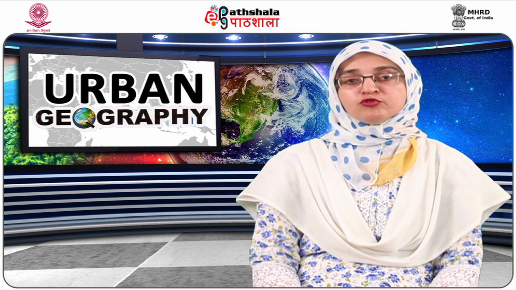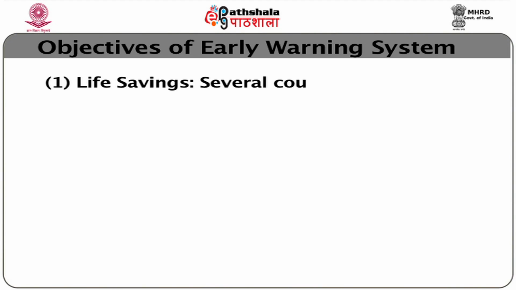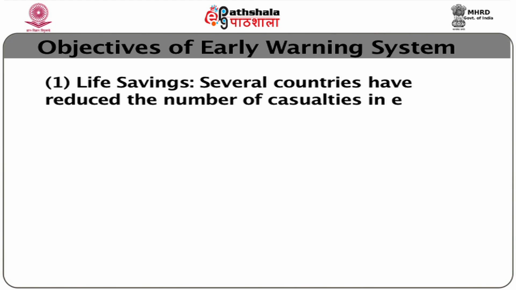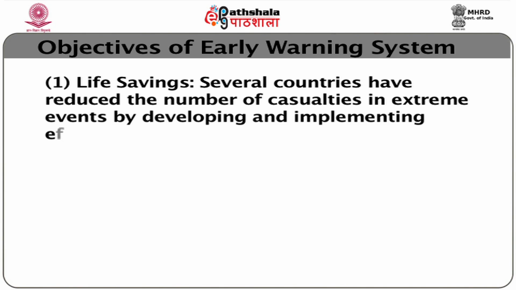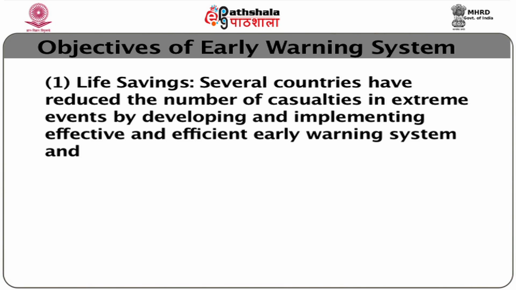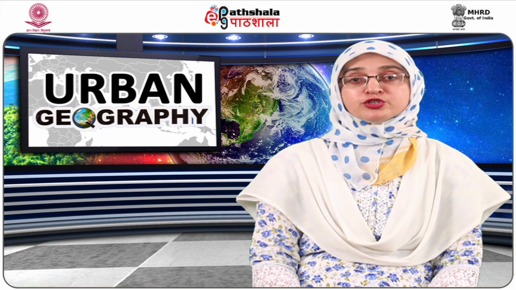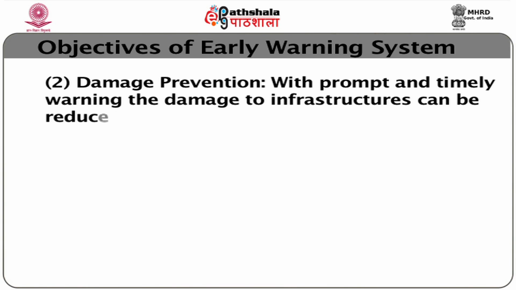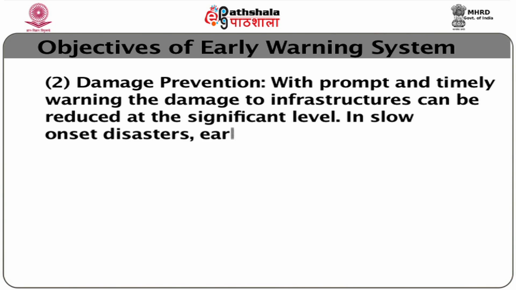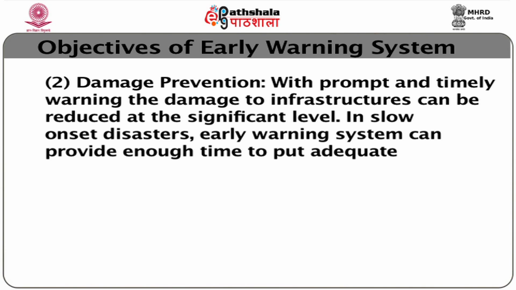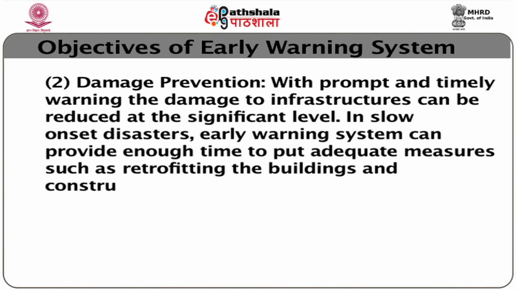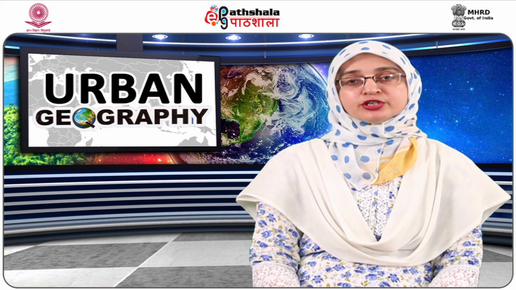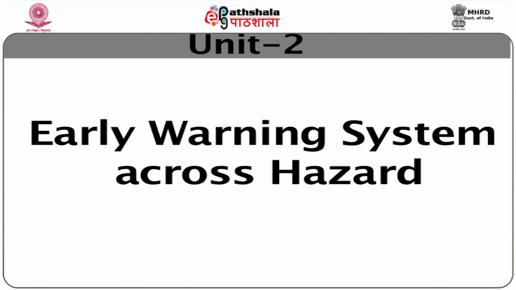Now, objectives of early warning system. Number 1, life saving. Several countries have reduced the number of casualties in extreme events by developing and implementing effective and efficient early warning system and disaster response. Number 2, damage prevention. With prompt and timely warning, the damage to infrastructure can be reduced at a significant level. In slow onset disasters, early warning system can provide enough time to put adequate measures such as retrofitting the buildings and construction of barriers.